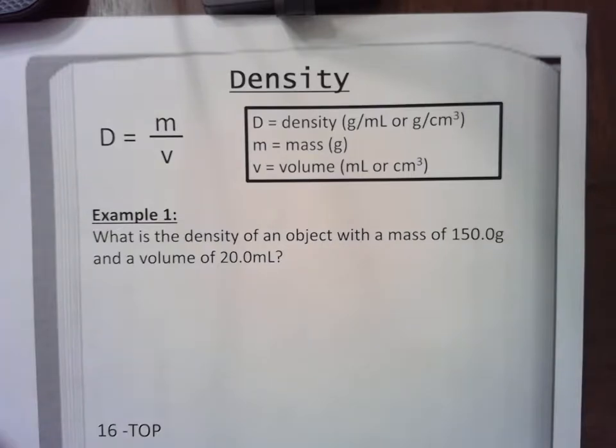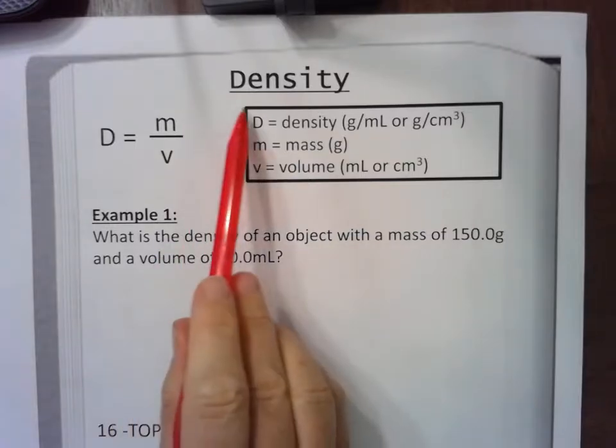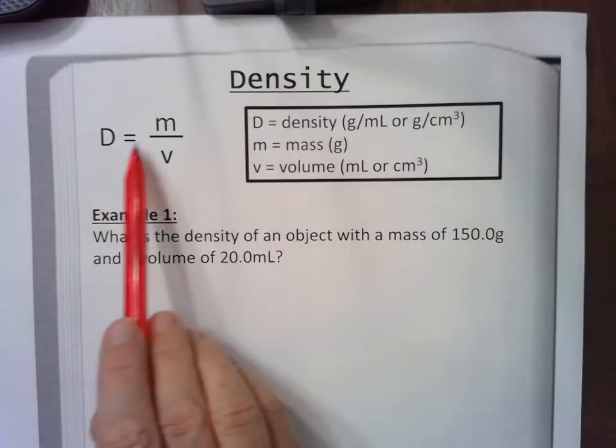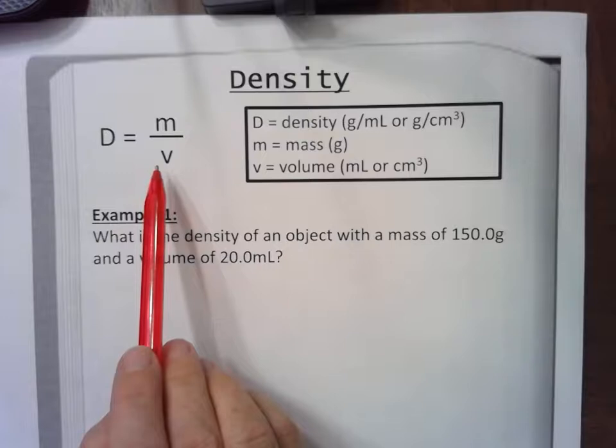Hey everyone, we're going to start solving for density. Here we are on the top of page 16. You should already have the title written, density. You should have the formula written, D equals M over V. This you can find in the district packet.